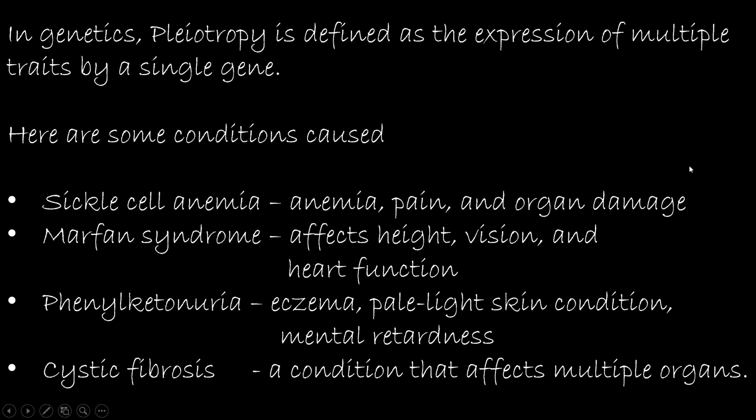the seed coat or the seed as well, and the pigmentation in the axil. So we are going to discuss that in pleiotropism, like how one single gene is responsible for all these three different traits. But before that, let us know what is the definition of pleiotropism. In genetics, pleiotropy is defined as the expression of multiple traits by a single gene.